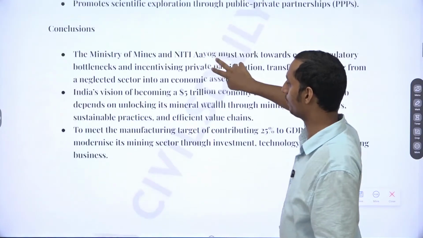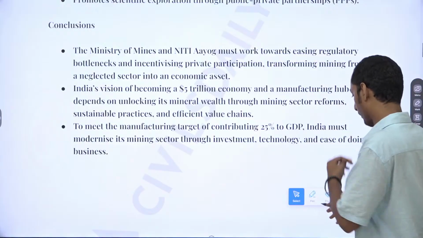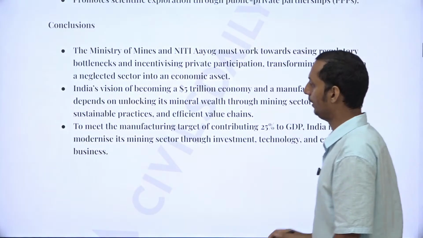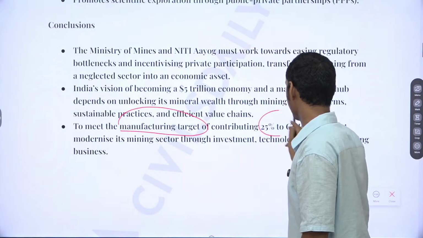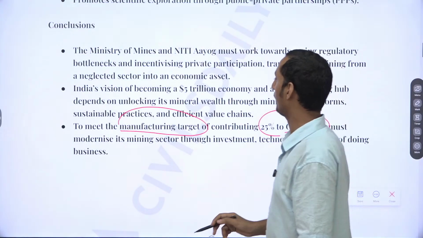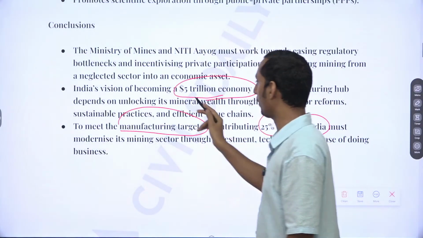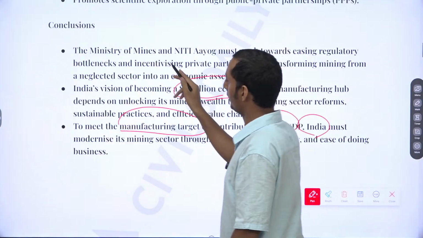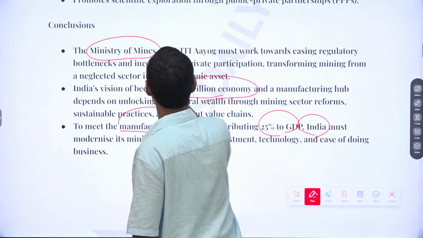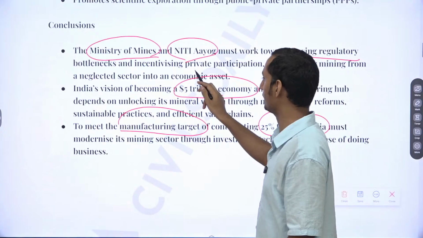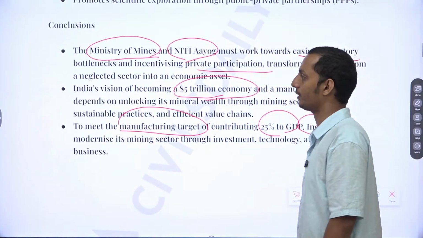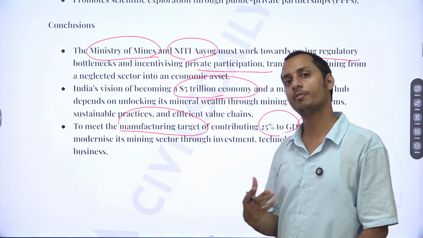Also, in case of conclusion, try to mention some of the targets here. You can mention the manufacturing target of 25% of GDP. You can mention achieving a $5 trillion economy. Or you can mention that the Ministry of Mines and also Niti Aayog must work towards easing regulatory bottlenecks and incentivizing private participation. Also, you can go for the environmental approach.